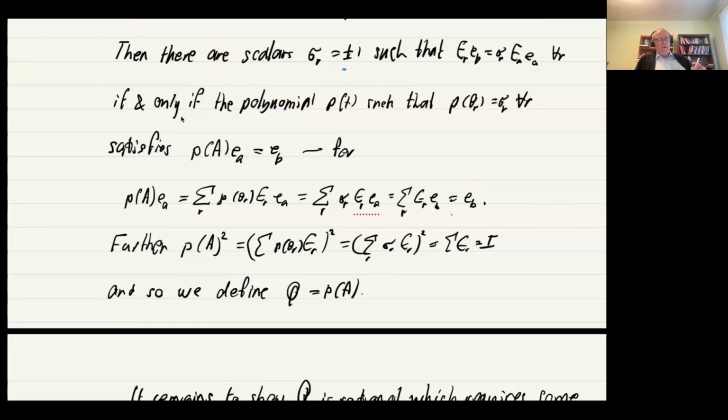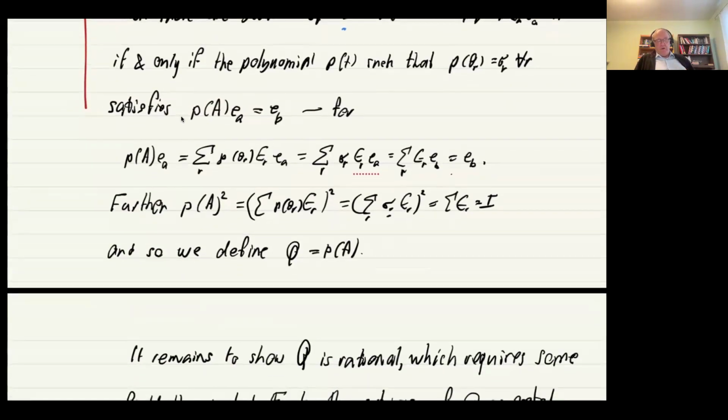Make myself a scrappy note here, just to remind me to fix it in the notes. So now we have to compute p(A) squared. Well, p(A) is the sum of p(theta_r) E_r, that's just the spectral decomposition. When you square it, E_r times E_s is 0, so you only get the diagonal terms E_r squared, but E_r is idempotent, so E_r squared is equal to E_r, and sigma_r squared is equal to 1, and so you get that p(A) squared is equal to I.